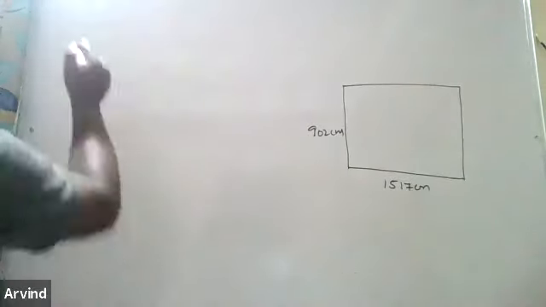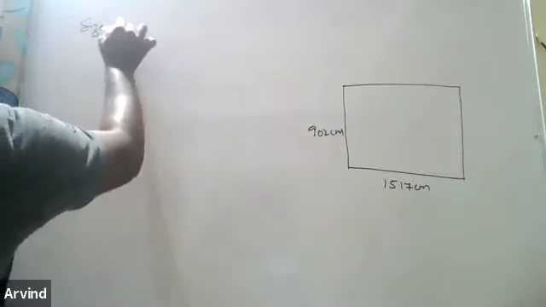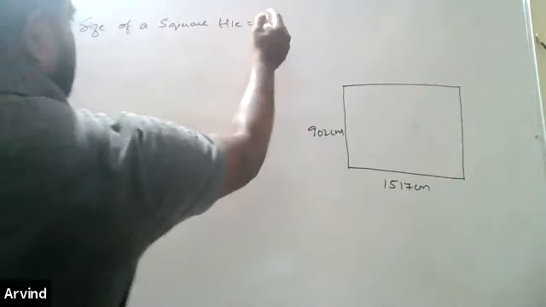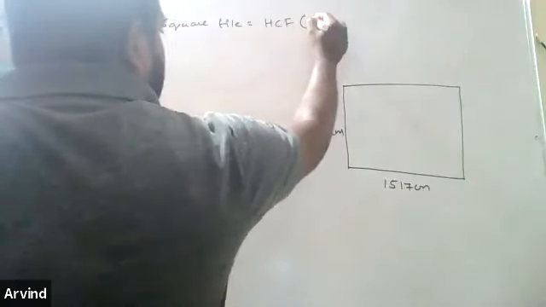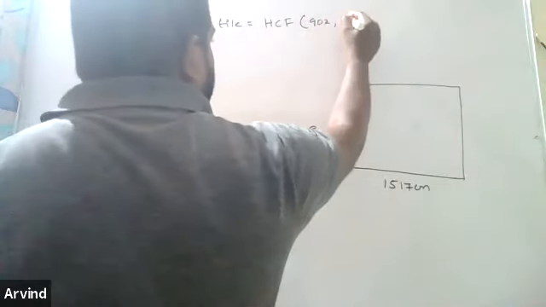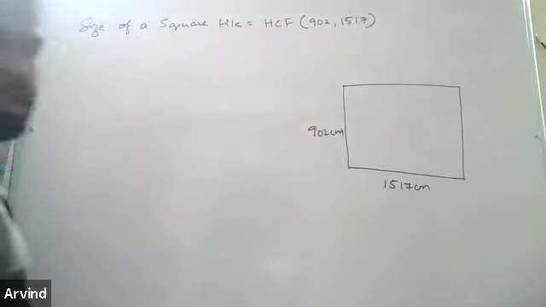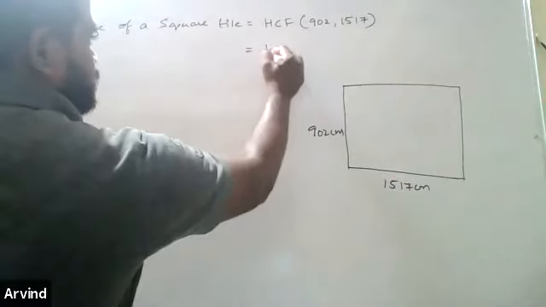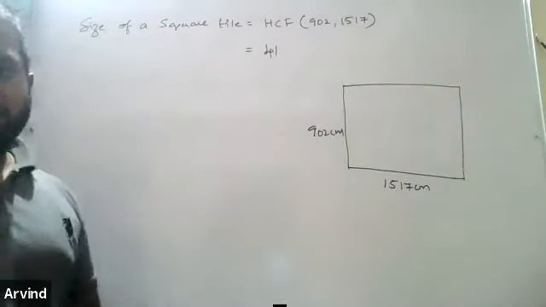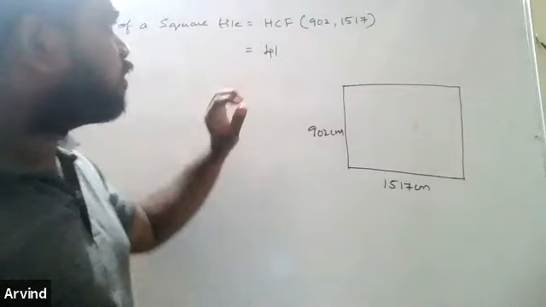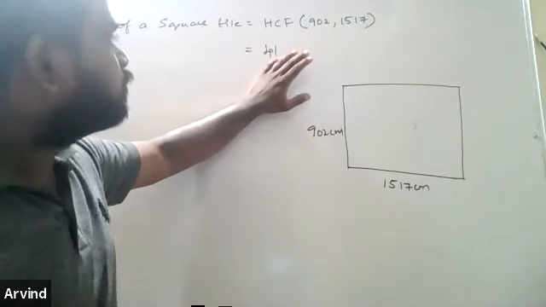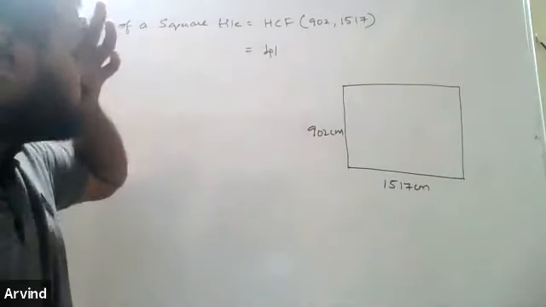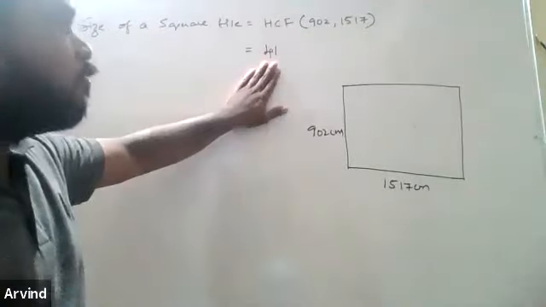Now the size of a square tile is nothing but the HCF of 902, 1517. Okay. Do the prime factorization properly. Your friend told it is 41. Okay, I'm trusting her. I don't know whether it is 41 or not. Yes, 41, sir. Okay, very good. 41 itself is a prime number, I guess. You have to be very careful. Okay, 41 is the HCF.